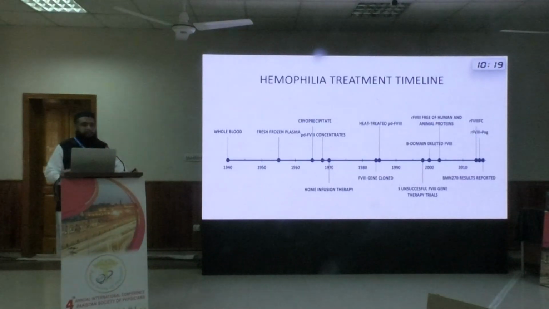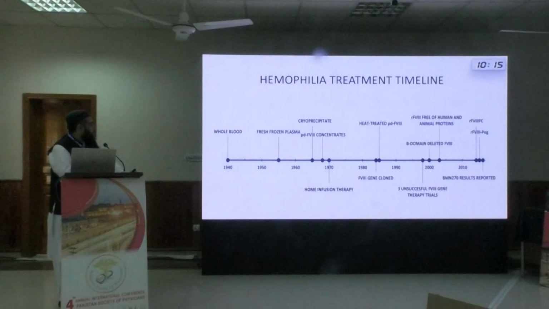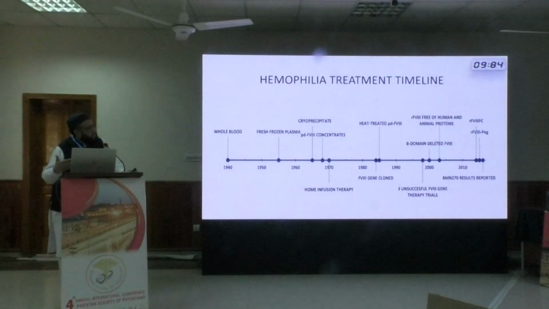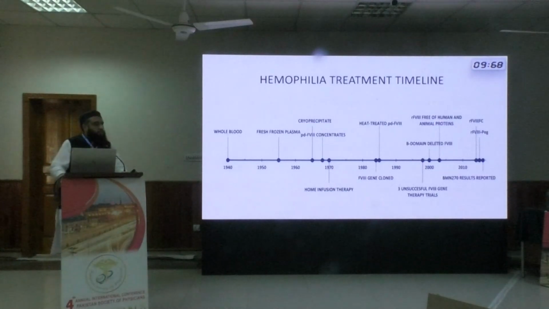This slide shows the treatment timeline of hemophilia, starting from whole blood transfusions in the 1940s, with the introduction of fresh frozen plasma in the 50s, followed by cryoprecipitate in the 60s, then plasma-derived factor 8 concentrate, and then heat-treated plasma-derived factor 8, followed by gene therapy that was not successful at that time. Now we have recombinant factor 8, whose half-life has been prolonged after fusion with the Fc portion of immunoglobulin and pegylation.